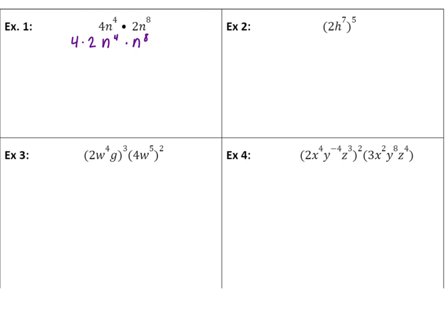Okay, what I did there was just put my coefficients together so that I could know that I was multiplying them, right? Like I said, that gives us 8, and then I'm going to be adding those exponents together, where I get 8 times n to the 12th, or 8n to the 12th power.